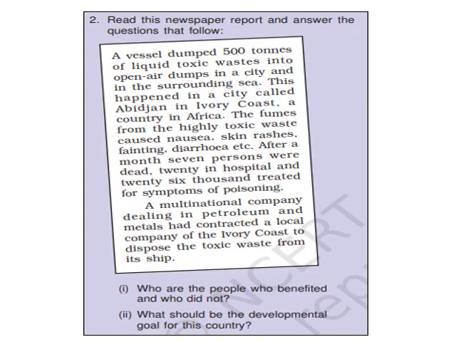Now in this newspaper article, the question is: read this newspaper report and answer the questions that follow. Now a vessel dumped 500 tons of liquid toxic waste into the open air, in a city and in the surrounding sea.